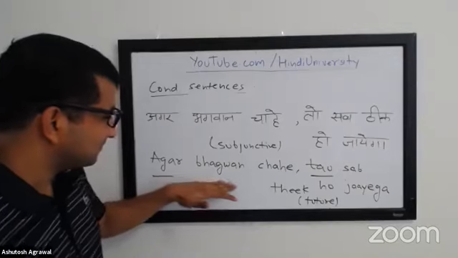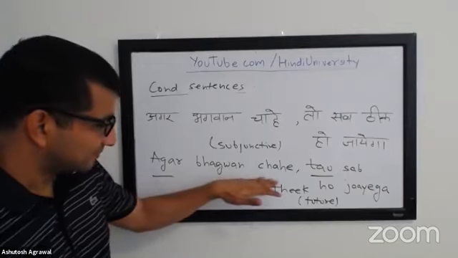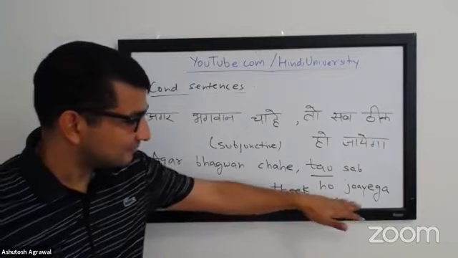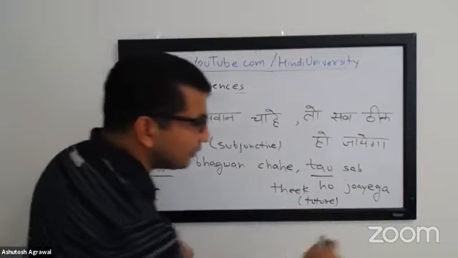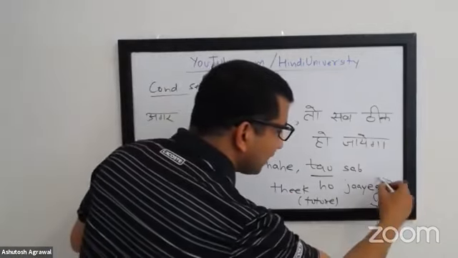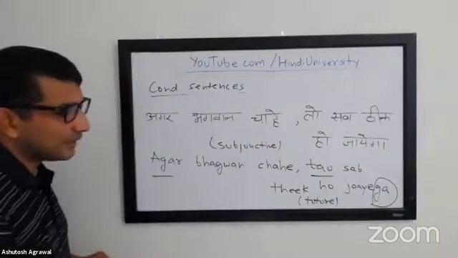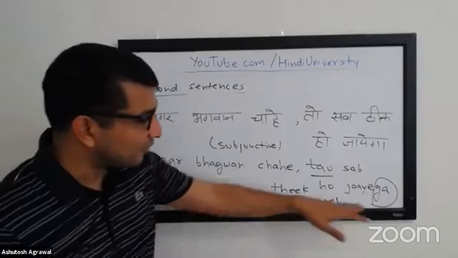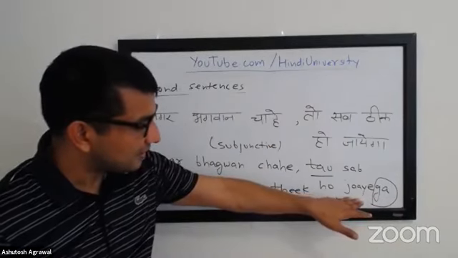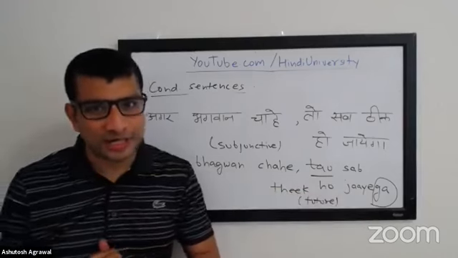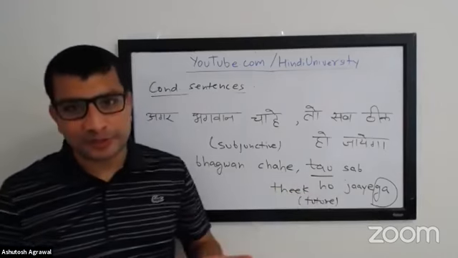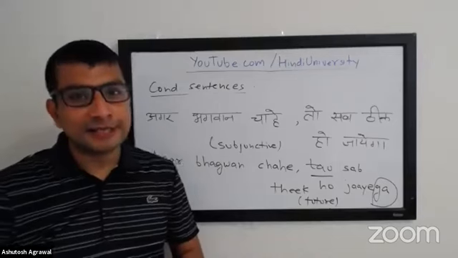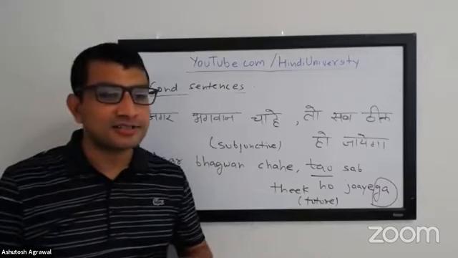अगर भगवान चाहे तो सब ठीक हो जाएगा. Okay, so all you'll do in subjunctive is you remove the ga. Okay, तो सब ठीक हो जाए. Very good, right? अगर भगवान चाहे तो सब ठीक हो जाए. Okay. In this case, the underlying tone is like you are cussing even the God.